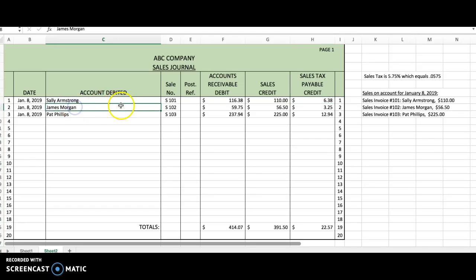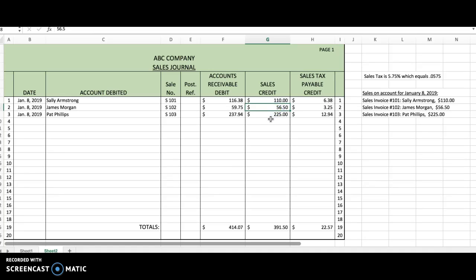James Morgan, same day. Different sales invoice, 102, that's the source document, we call that. Sales invoice 102. Sally was 101. So James bought something that cost $56.50. We see that on the right. So we credit sales $56.50.